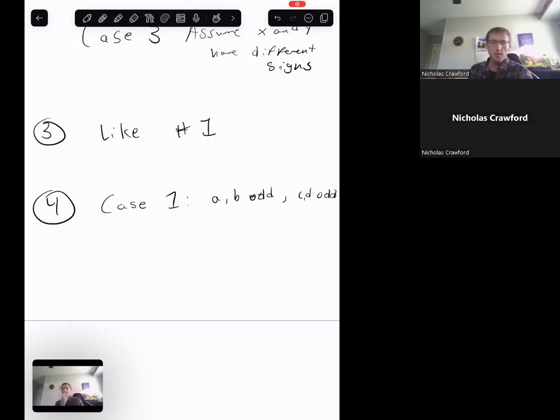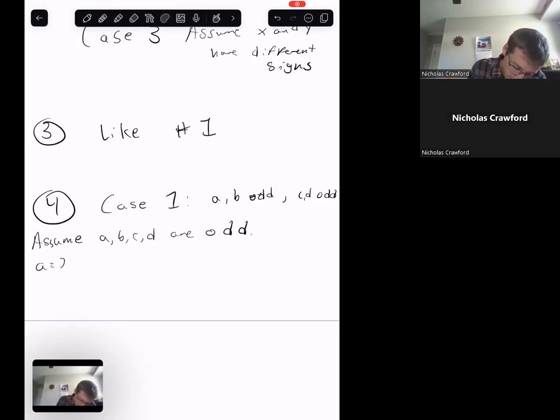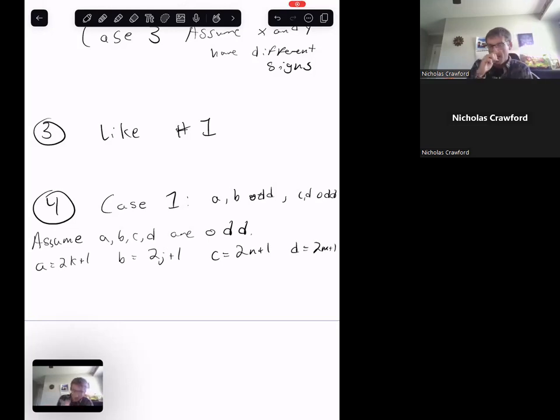Okay, so let's try this. We assume, and it's going to be kind of tedious to write all of this, but that's okay, A, B, C, D are odd. That's what we're assuming. So this means that A equals 2k plus 1, B equals 2j plus 1, C equals 2n plus 1, and D equals 2m plus 1. You'll notice that these all have to be different letters, right? So for some k, j, n, m in the integers.